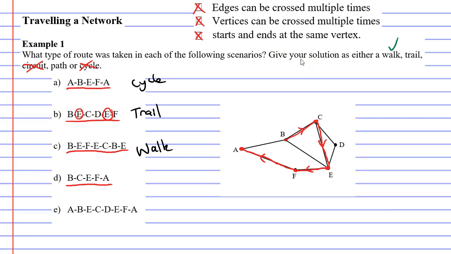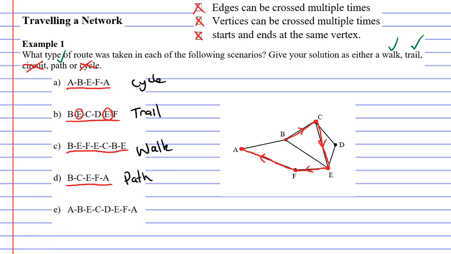Every single scenario here can be a walk. It could definitely be a trail because we never cross edges multiple times, and it can definitely be a path because we never cross edges and vertices multiple times. So the most correct answer out of those three would be a path.